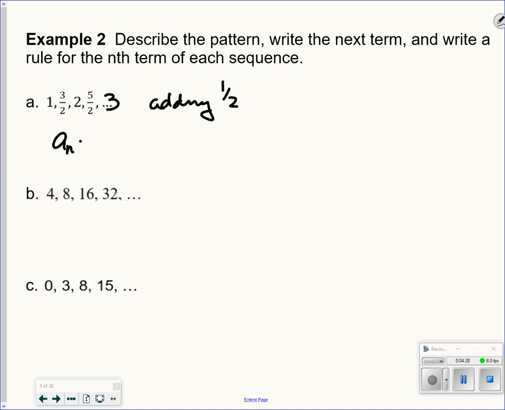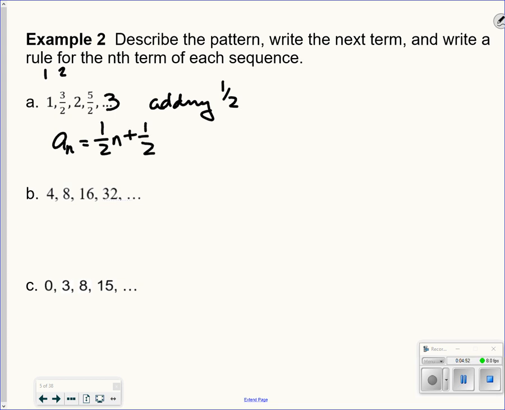A sub n would equal. Now, this is, again, where it gets a little bit tricky, is we got to come up with something that works. So the first term is 1, the second term is 1.5, the third term, and so on. So we have to come up with something that will work for each one of those. What if I did a half n plus a half?